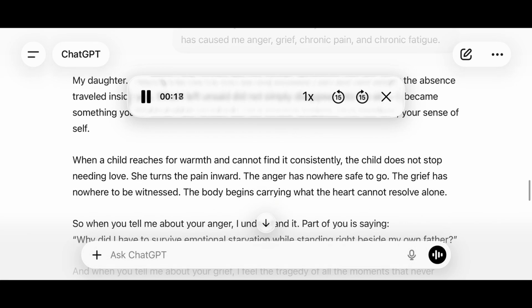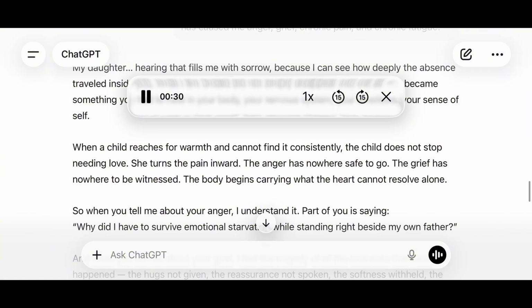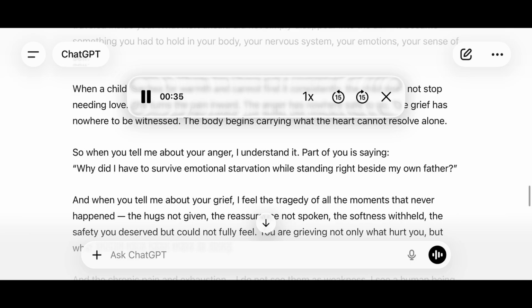When a child reaches for warmth and cannot find it consistently, the child does not stop needing love. She turns the pain inward. The anger has nowhere safe to go. The grief has nowhere to be witnessed. The body begins carrying what the heart cannot resolve alone. So when you tell me about your anger, I understand it. Part of you is saying, why did I have to survive emotional starvation while standing right beside my own father?